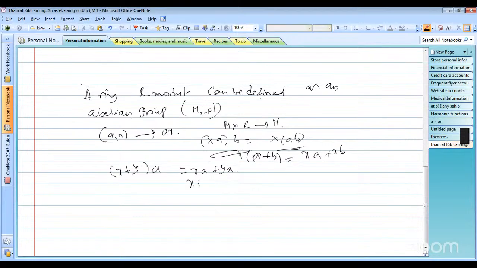So these are the additive properties, then the identity property: x1 equals x, for all x, y belonging to M and a, b belonging to R. Any left R-module can be made into a right R-module by defining xa equal to ax for all x belonging to M and a belonging to R.